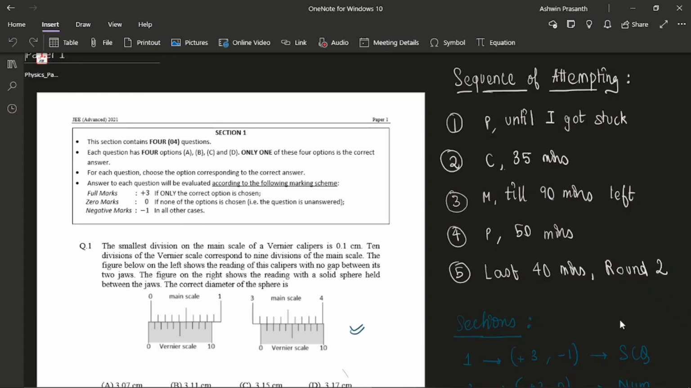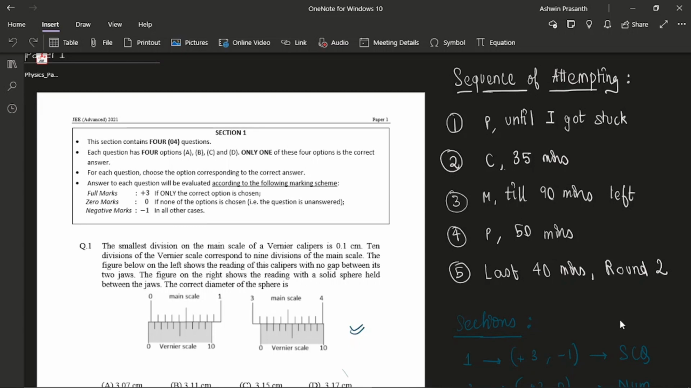Hello everyone. So today I'm going to show you how I solved my JEE Advanced 2021 paper. This is not going to be a solution video or an analysis video, but I just want to show you an example of how I attempted my paper. What is the strategy I used? What did I do right? What did I do wrong?